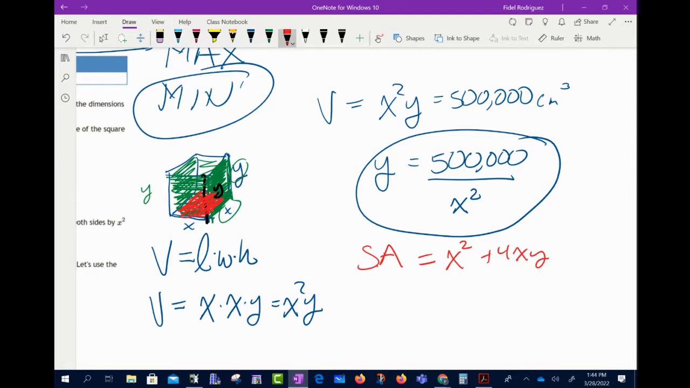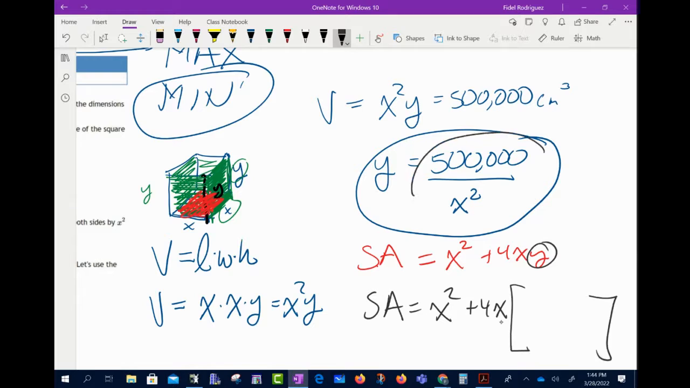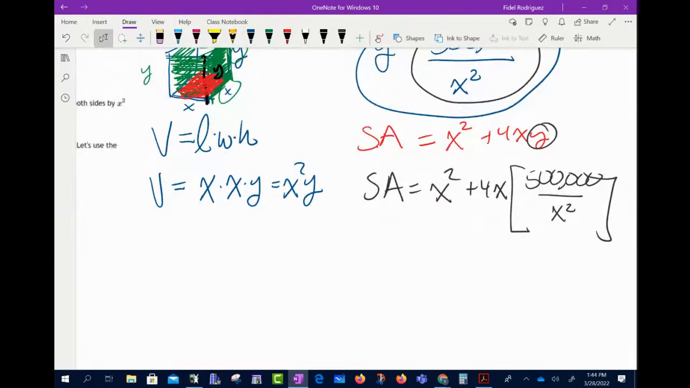4.7. So now look, what we're going to do is we're going to write a formula for the surface area, but only using the letter x. And right now, y'all, we do have a y in here. So look, this is what we're going to do. We're going to write surface area is x squared plus 4 over x times, look what we said y was. Y was 500,000 over x squared. Okay.